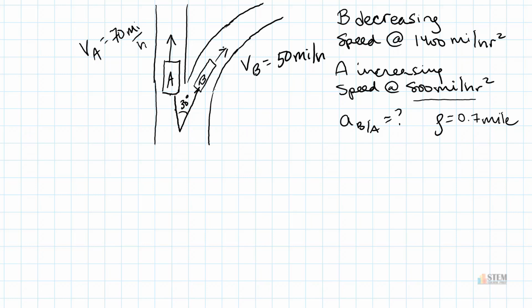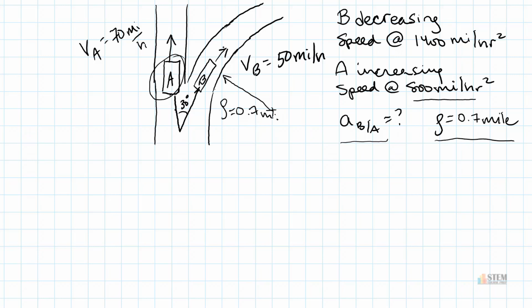What we want to do is find the acceleration of B with respect to A. Basically that would be like having an observer in A right here, looking at B, and asking what that acceleration of car B appears to be to the observer in A. We're also told, finally, that our radius of curvature is 0.7 miles. Okay, so let's go ahead and get started. And by the way, we want to find the magnitude of the acceleration of B relative to A, and we're also going to find the direction, the angle.